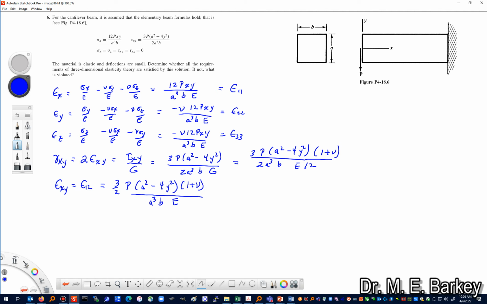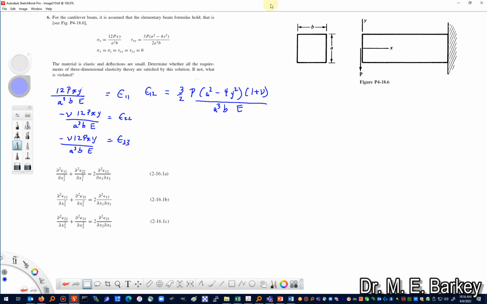And bring our compatibility equations into this. All right, so here's the first 3 of our equations. This first one starts out with the second partial derivative of epsilon 1 with respect to x2 twice, or it's the second partial of epsilon x with respect to y twice. There's only one y in here, so that's 0. Second partial of epsilon 2 with respect to x twice. That's 0.